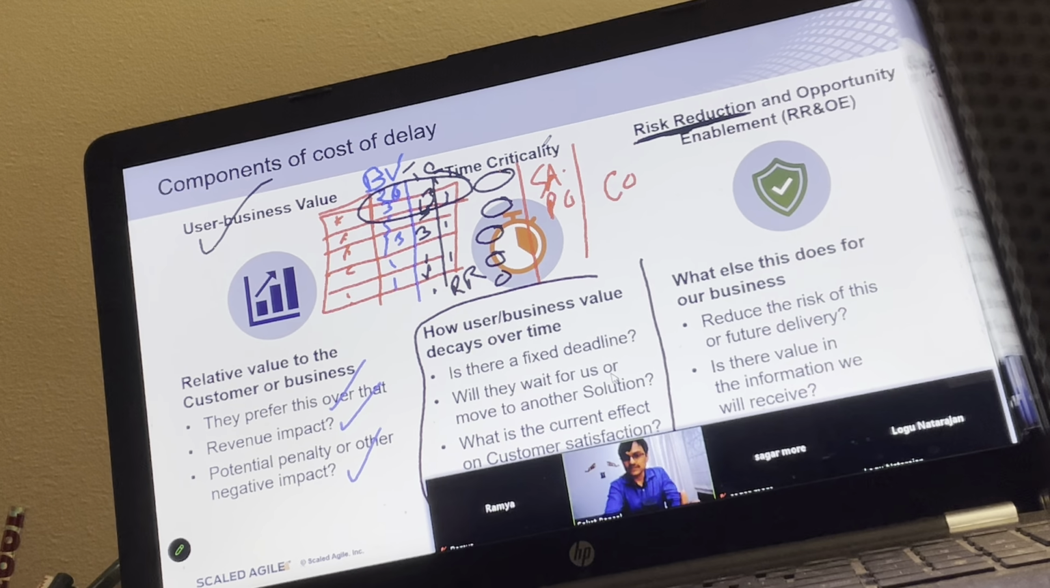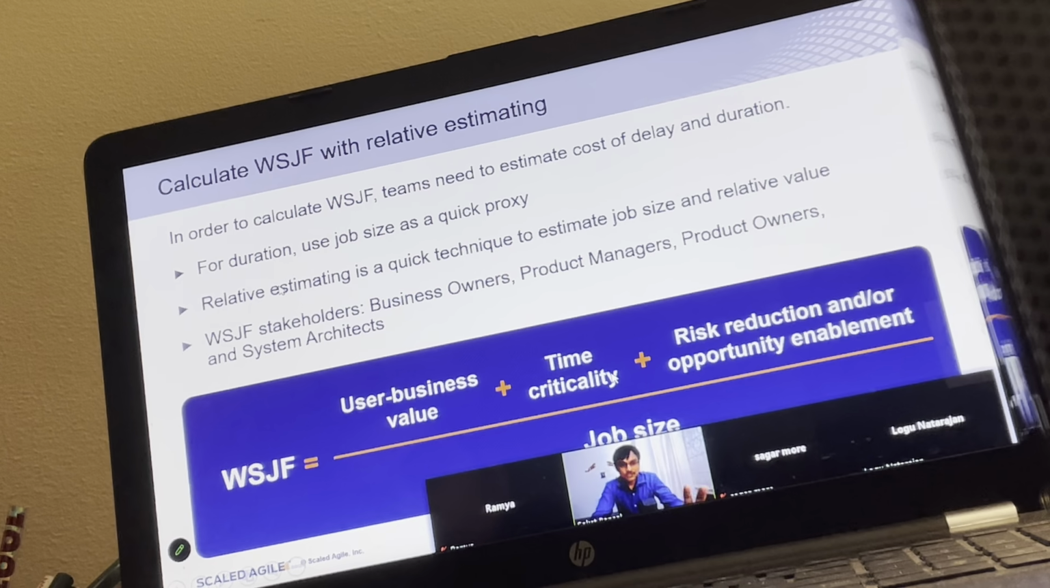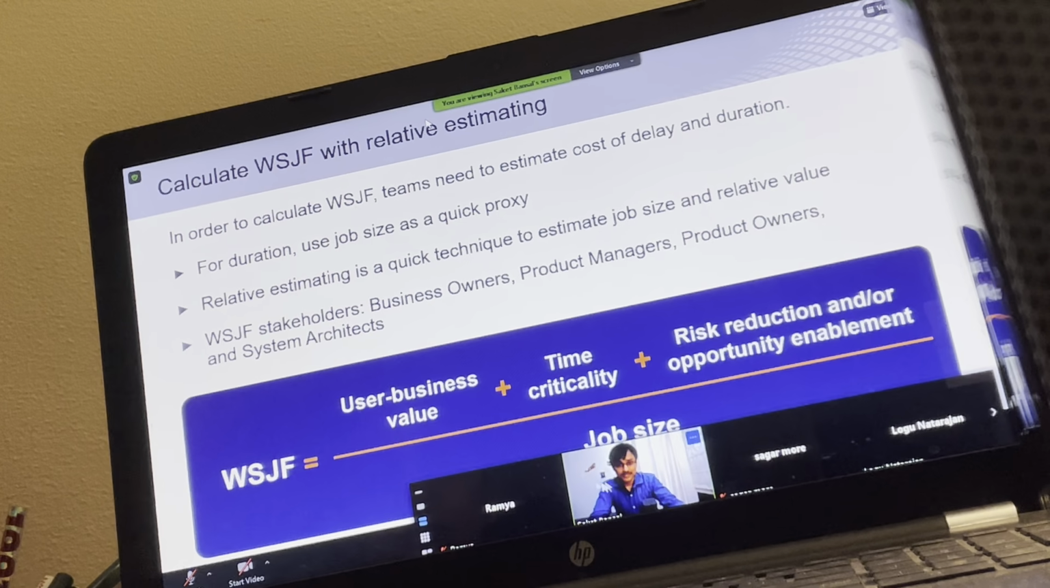So, WSJF is cost of delay divided by the size. For each column we create, that will become our prioritization number. Wherever the WSJF is high, we will take that. I know it might be confusing as of now. Don't worry, in 10 more minutes, it will be clear. So, we can say that we do WSJF with the help of this formula.